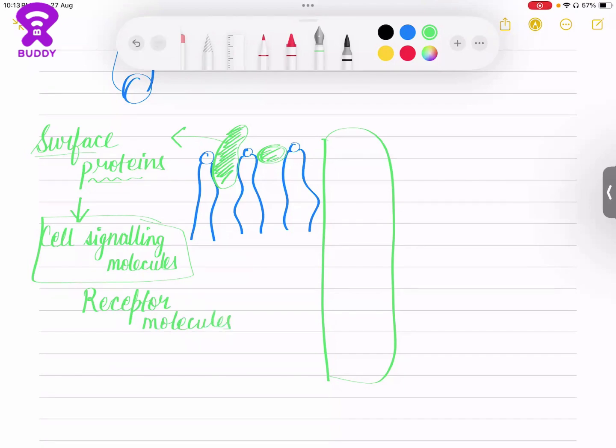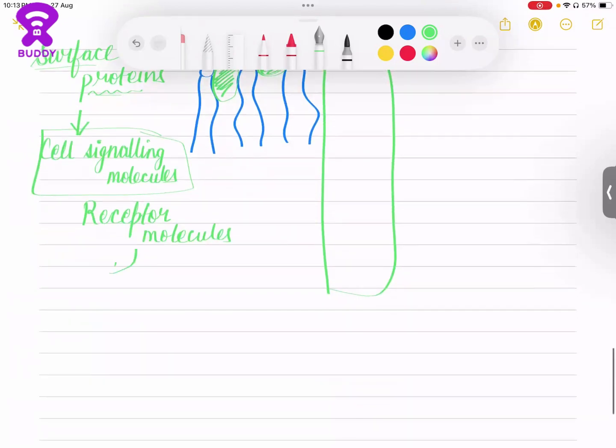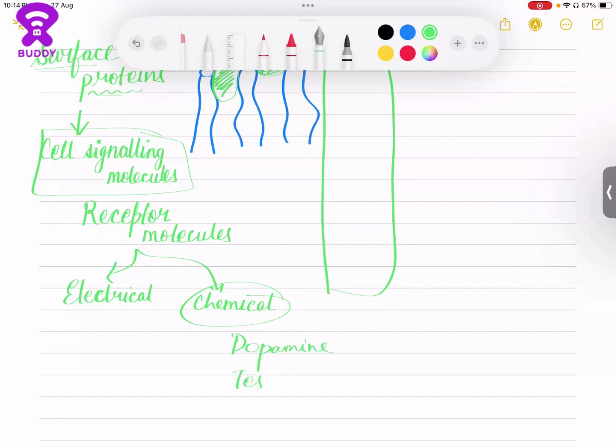Receptor molecules. Now see, the commands from the brain could be electrical, or they could be chemical, right? So if you are happy, we have got dopamine in our brain. That dopamine chemical is absorbed by all the cells of your body, or that dopamine signals all of your body to be happy. That is the reason why you become happy. So that type of response is chemical. We can write an example of dopamine, or any other, like testosterone also.